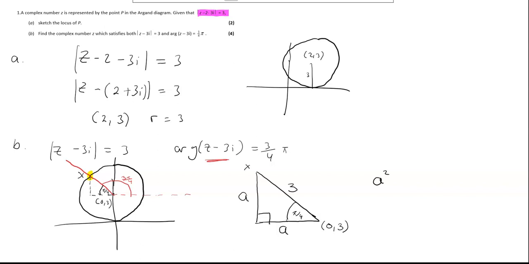Now I know that a squared plus a squared is going to equal 3 squared. And so 2a squared equals 9, and so a squared is 9 over 2, so a is equal to 3 over root 2, which is 3 root 2 over 2.